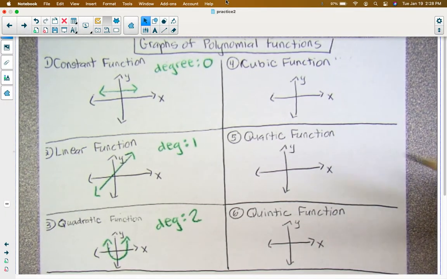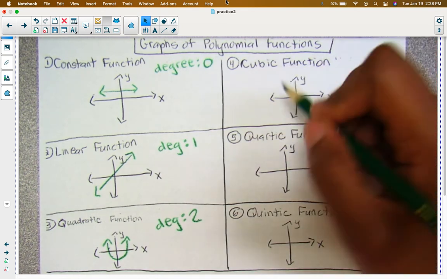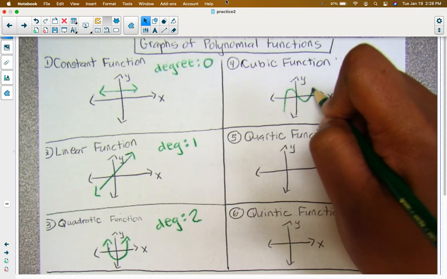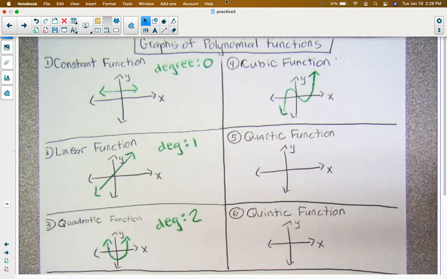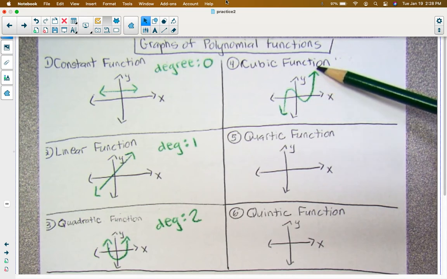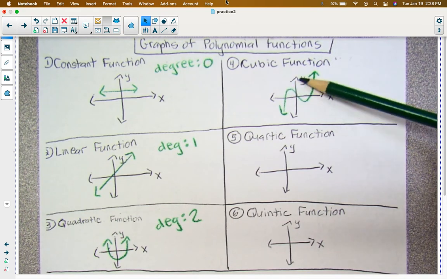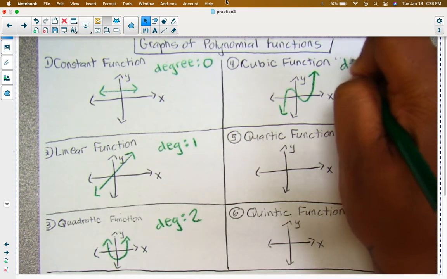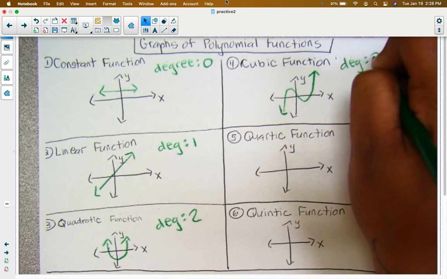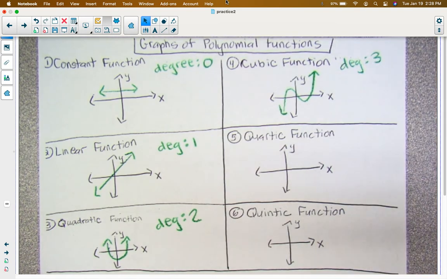Number 4, cubic function. The word cubic means 3. So a cubic function can go up, down, up, and I'm going to draw mine as going up and then down and then back up again. If I started the other direction, it can go down, up, down. So this is a cubic function, and my degree is 3.